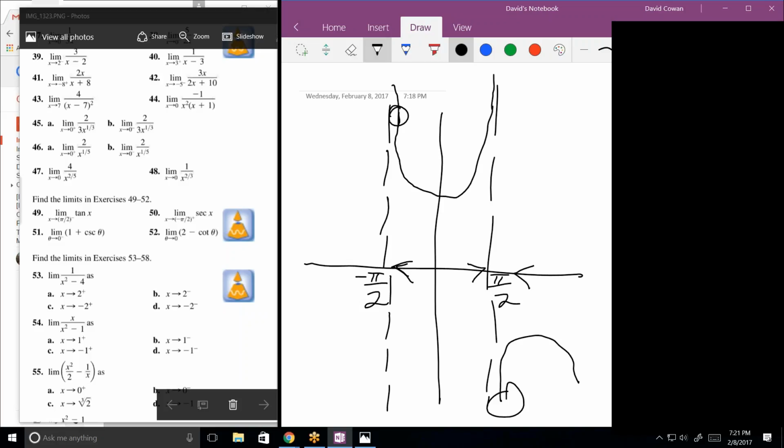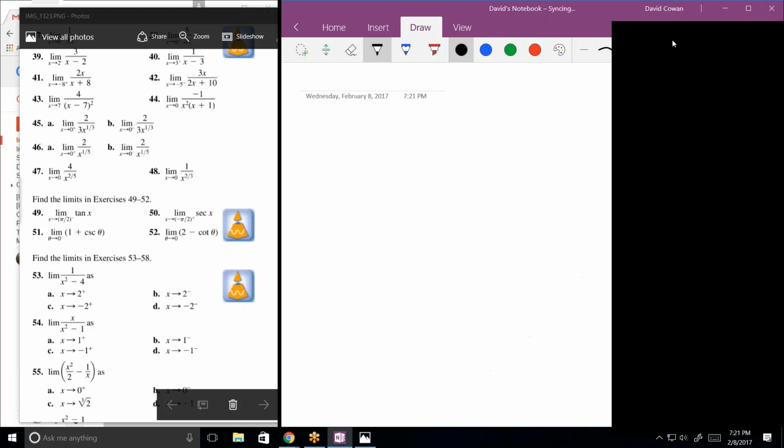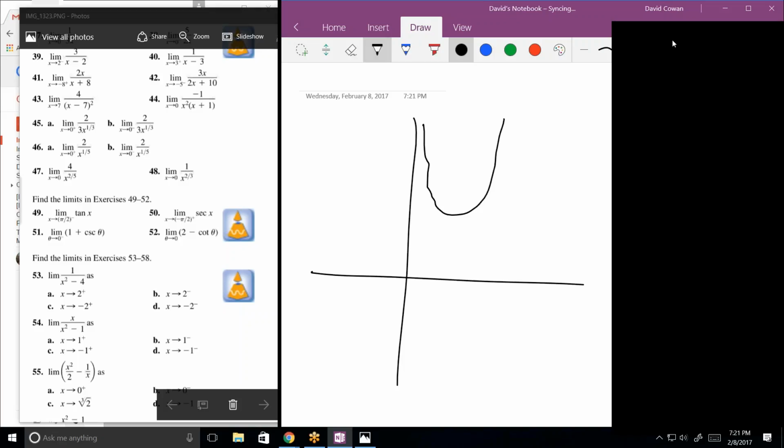Cosecant. Well, what's the cosecant? The cosecant sits on top of the sine curve. So it is going to look like this. With vertical asymptotes wherever sine is 0. Okay, so that's the cosecant curve.